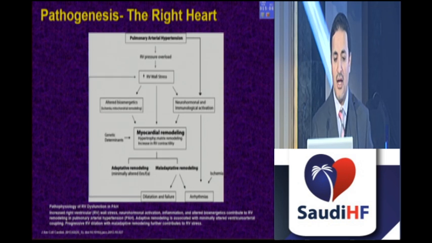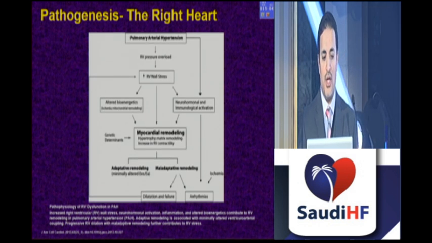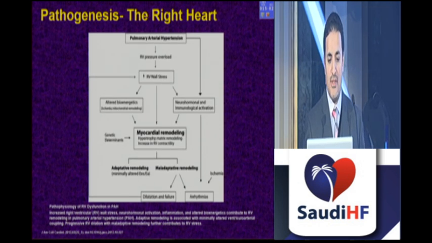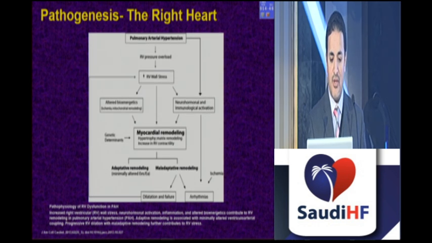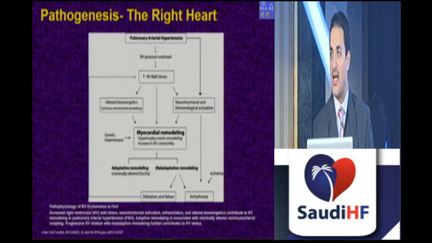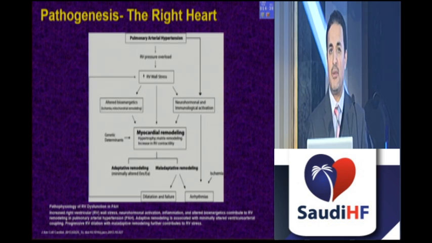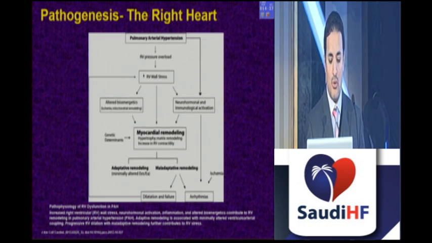Regarding the right heart in the pathogenesis of pulmonary hypertension, there's obviously pressure overload on the right side of the heart, leading to increased RV wall stress and neurohormonal activation, just like we see with left-sided heart failure. And this, of course, leads to myocardial remodeling and further maladaptation, and eventually dilatation and failure. And this is exactly the end point of pulmonary hypertension that we try to avoid when we're trying to manage these patients.